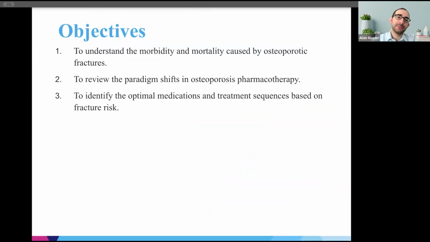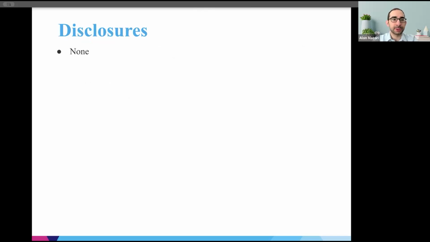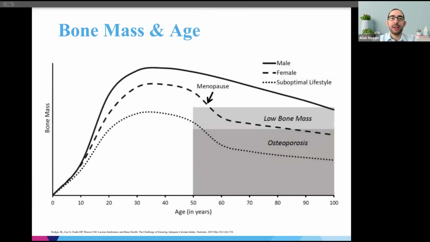Today's objectives are to understand the morbidity and mortality caused by osteoporotic fractures, to review the paradigm shifts in osteoporosis pharmacotherapy, and to identify the optimal medications and treatment sequences based on fracture risk. I have no disclosures.